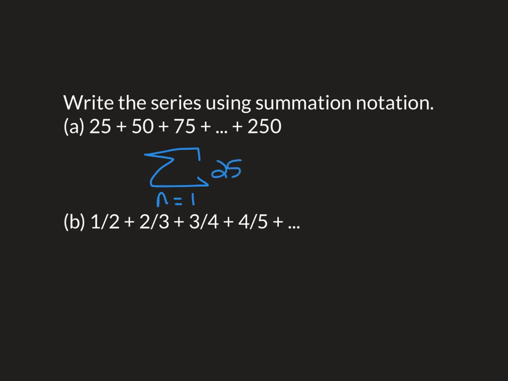So I'm going to put 25 in. And I'm starting with 1. Now it ends with 250. So I've got to think, 25 times what would be 250? Well, pretty obvious. 25 times 10 would be. So I'm going to put that. There's my summation notation. That's all you've got to do in that one.